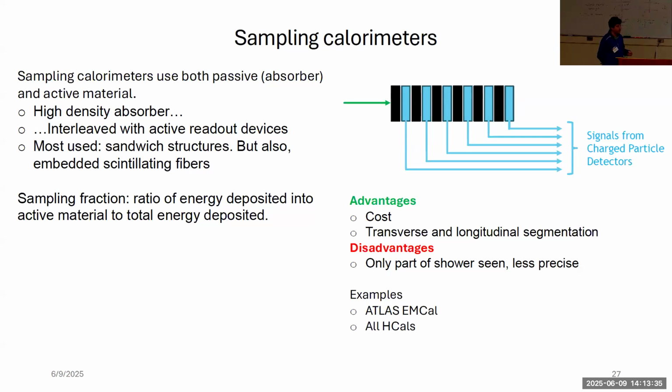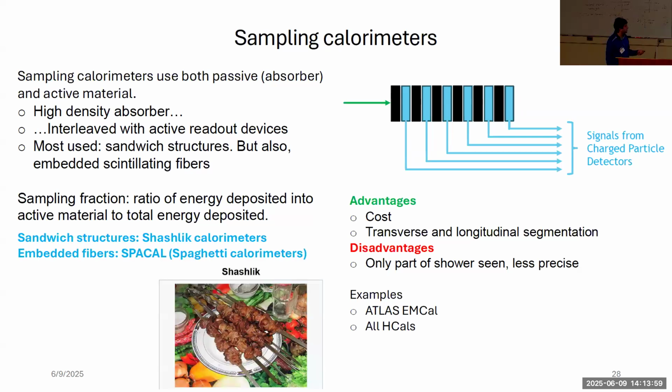So you can make these fairly cheaply, and they can have both transverse and longitudinal segmentation. So you can, in principle, read out information from each one of those blue layers individually. And then the disadvantage is basically, since you only see part of the showers, you have worse resolution.